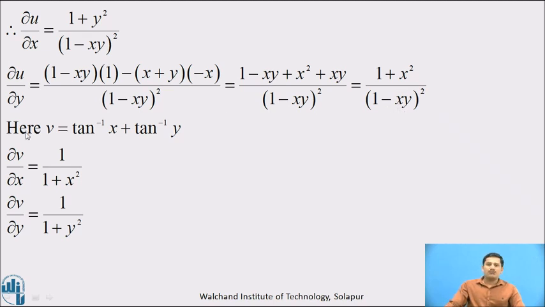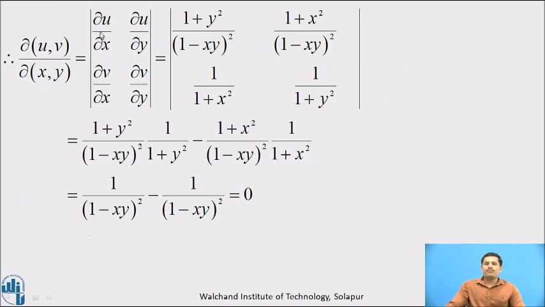Now let us find the partial derivative of v with respect to x, treating y constant. tan inverse y is a function of y, which is constant, therefore its derivative is 0, and the derivative of tan inverse x is 1 upon 1 plus x square. Now again, differentiating v partially with respect to y, treating x constant. The derivative of the first term tan inverse x is 0, and the derivative of tan inverse y with respect to y is 1 upon 1 plus y square.